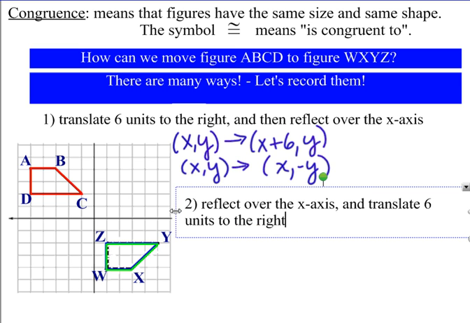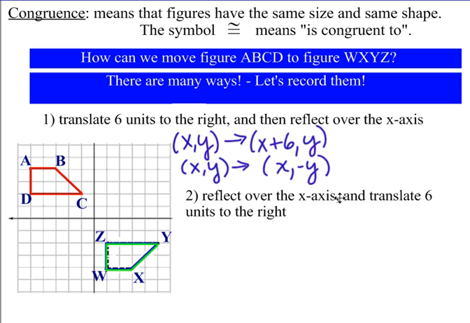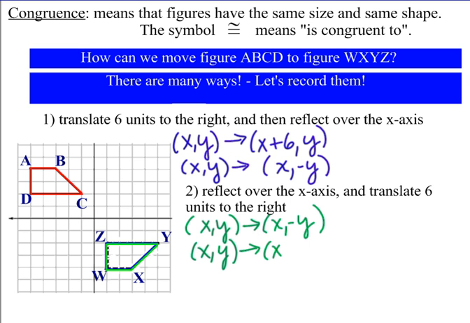Okay. And what we're going to do is write this in our algebraic notation as well. So this green one here, we're going to reflect first, so (x, y) goes to (x, negative y), and then we're going to translate 6 units to the right. In our algebraic representation, (x plus 6, y).